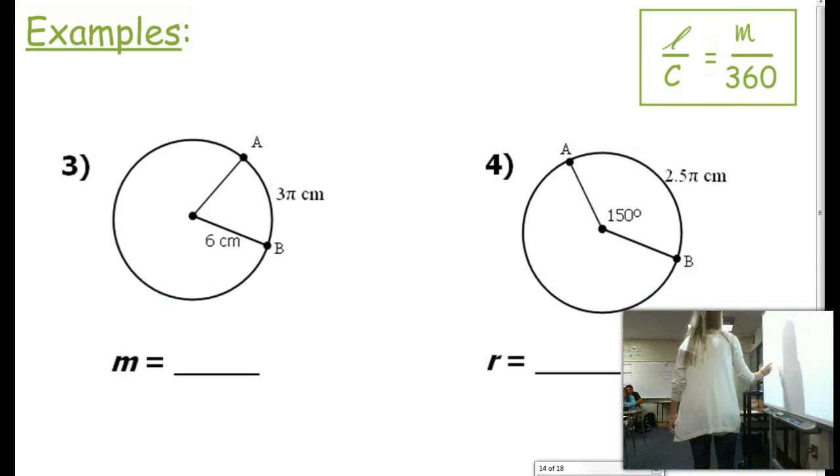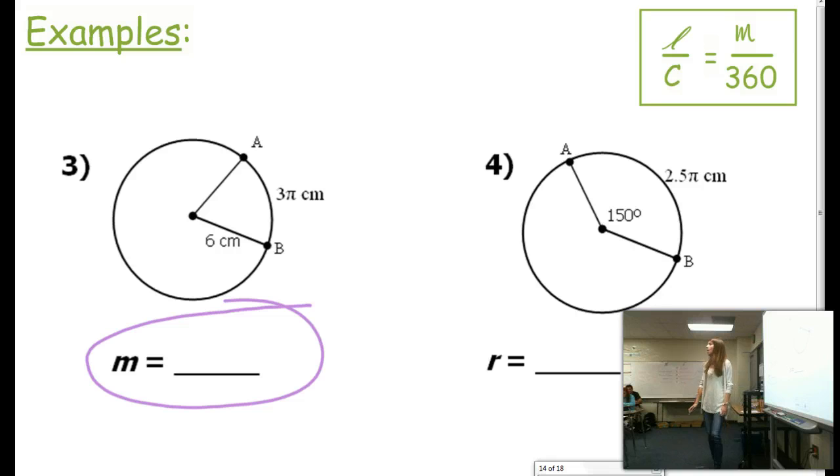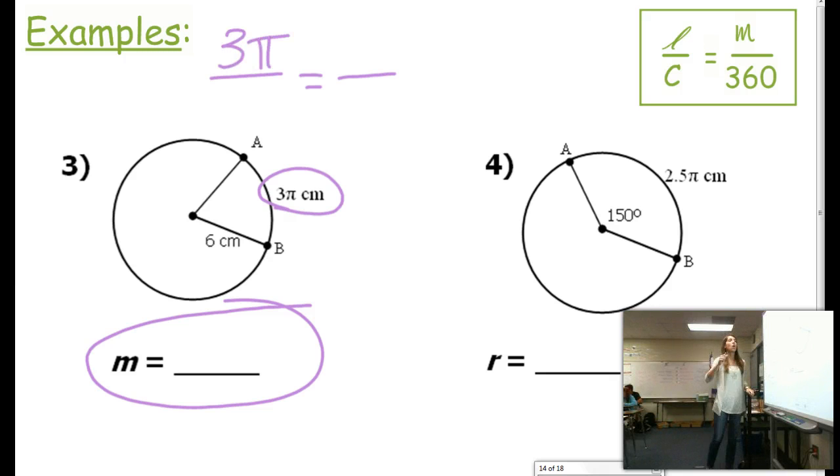Uh-oh, look at number 3. Oh no. We're not looking for L. We're looking for something new this time. Oh, we're going to use our same proportion. Blank equals blank. Louis C., what is L for this one? They gave it to us. Three pi. 3 pi is L. Omar, what is the circumference? 12 pi.